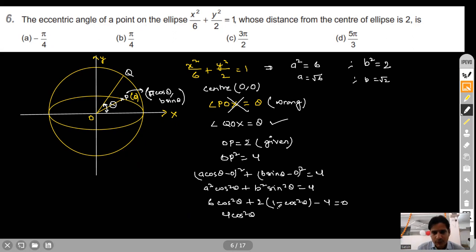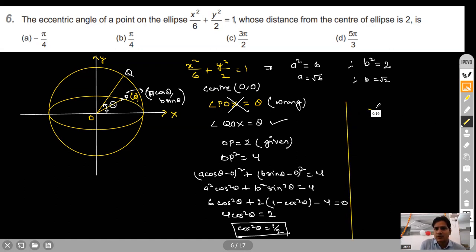Plus 2 from here and minus 4, that is minus 2. Or you can say 4 cos square theta is equal to 2. And here we got cos square theta is equal to 1 by 2. So this is what we got: cos square theta is equal to 1 by 2. So what will be the value of cos theta? Our cos theta will be equal to plus minus 1 by root 2.